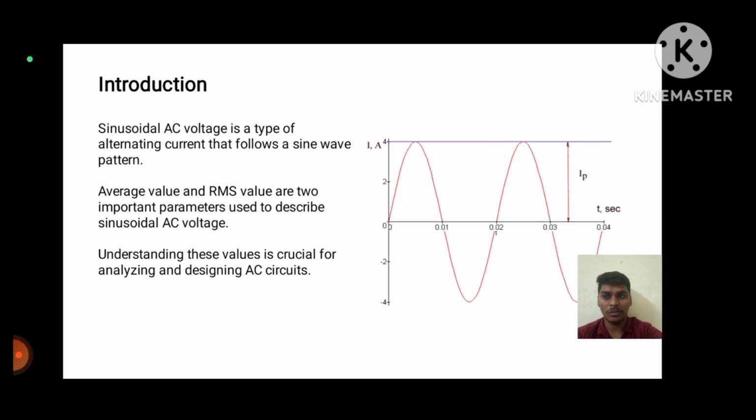Average values and RMS values are two important parameters used to describe sinusoidal AC voltage. Understanding these values is crucial for analyzing and designing AC circuits.